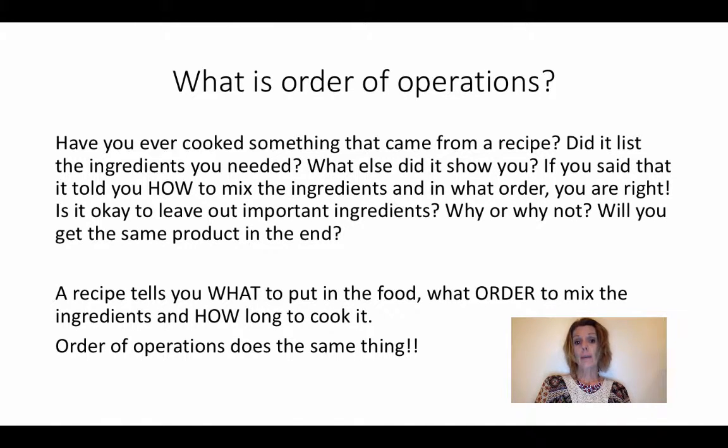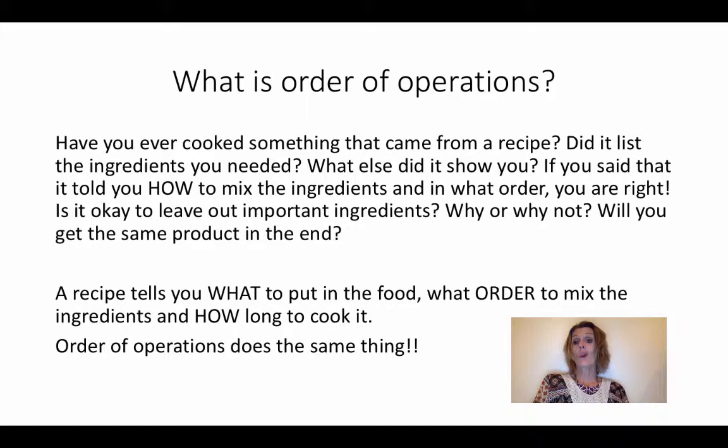I want you to stop the recording and just jot down a couple thoughts about this. For example, if you're looking at a recipe and you decide, hey, I'm going to leave this out, or I'm going to add this ingredient even though it's not written on the recipe, am I going to get the same product in the end? Am I even going to want to eat it? Okay. And why or why not is it okay for us to add something or take away something from a recipe? When it comes to order of operations, we know that there's only one correct answer.